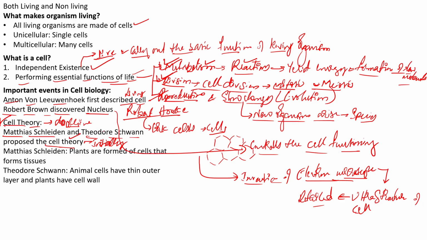They formulated the cell theory based upon a few important observations. So what were their observations? For example, Schleiden observed that plants are formed of cells, and these cells are involved in the formation of tissues. How do we define a tissue? A tissue is a group of cells having the same function, with a similar or same origin.